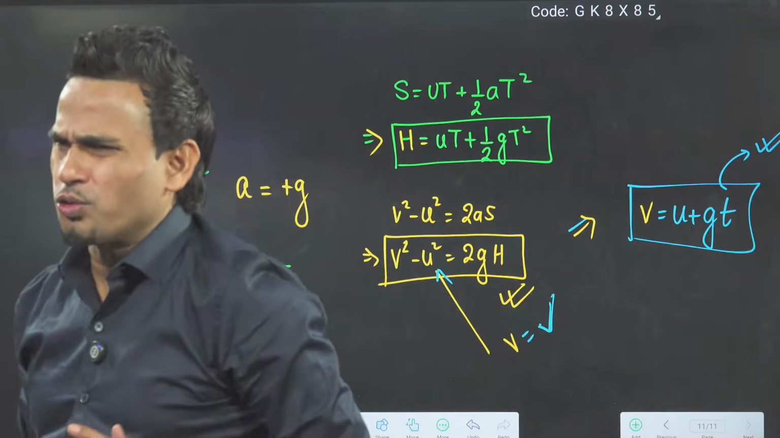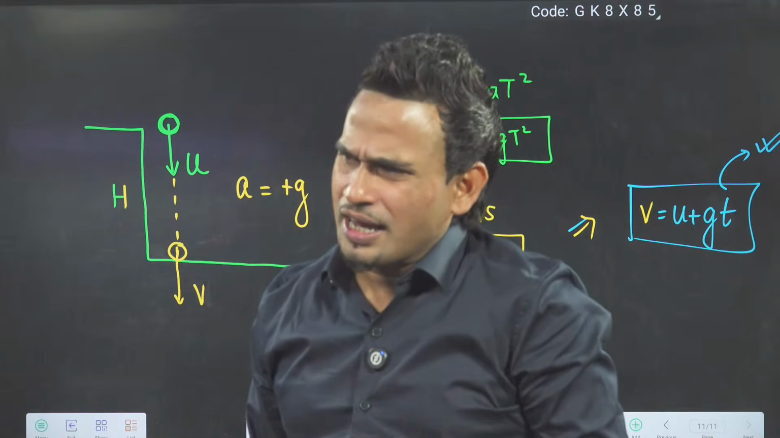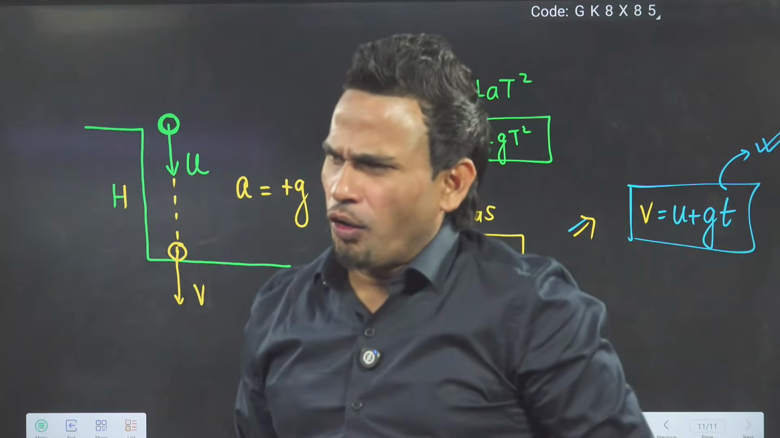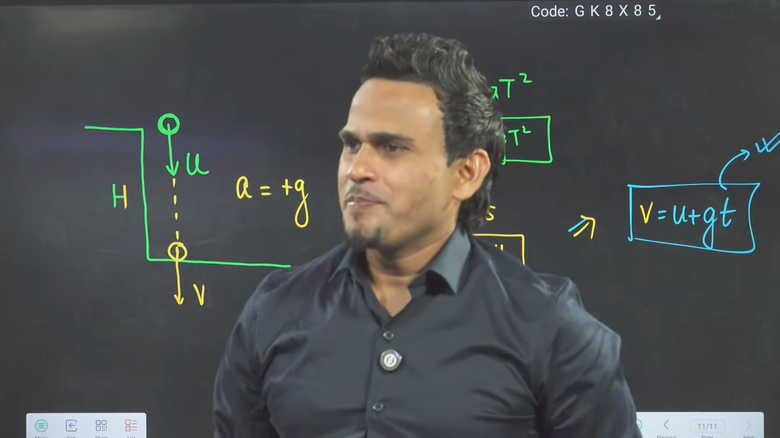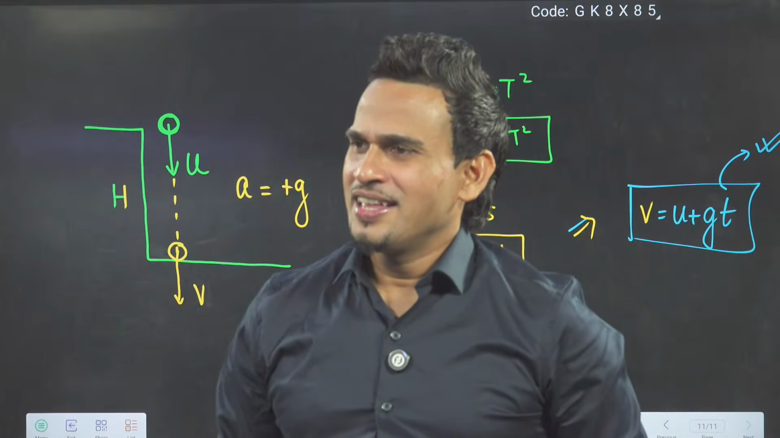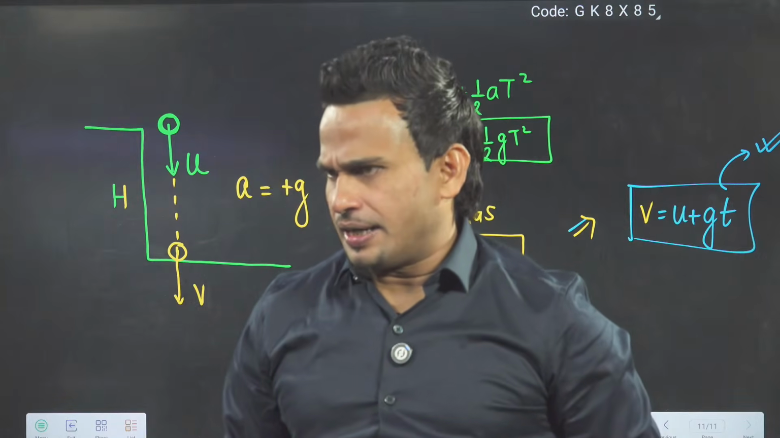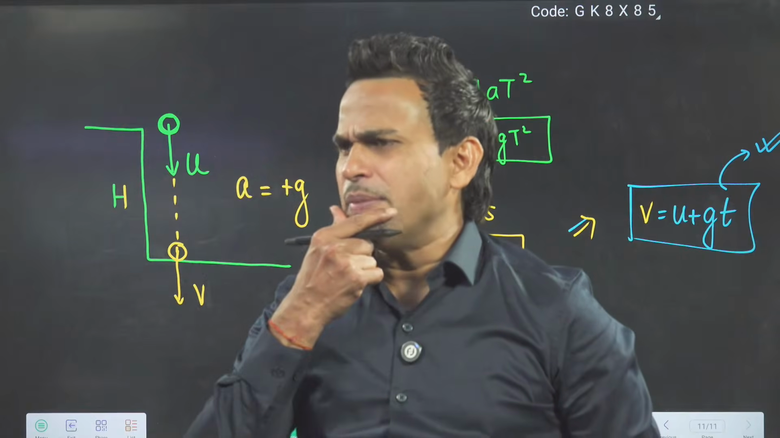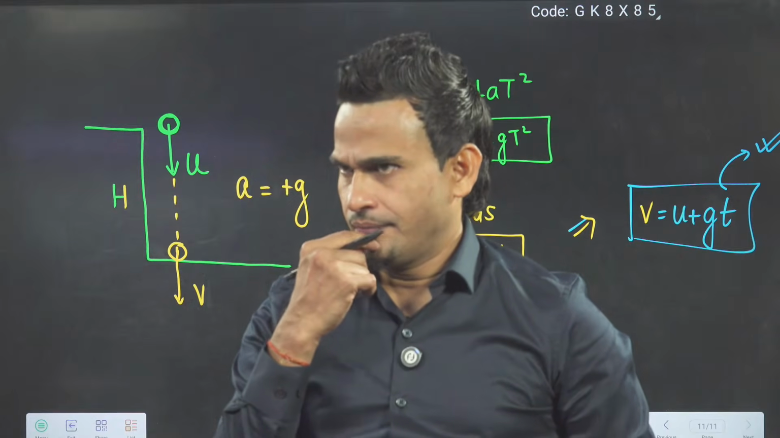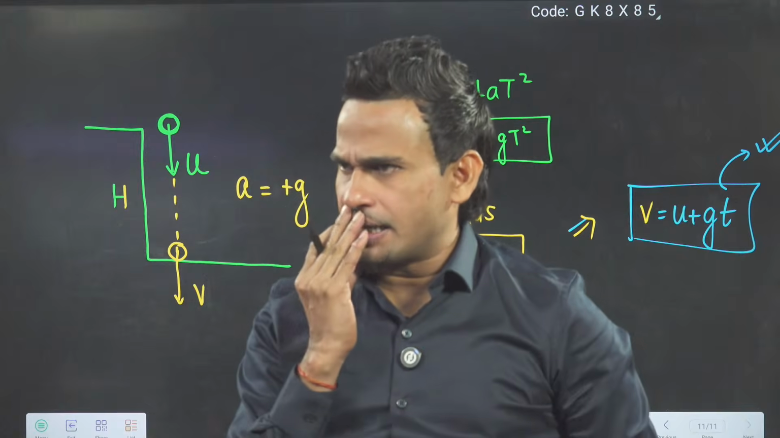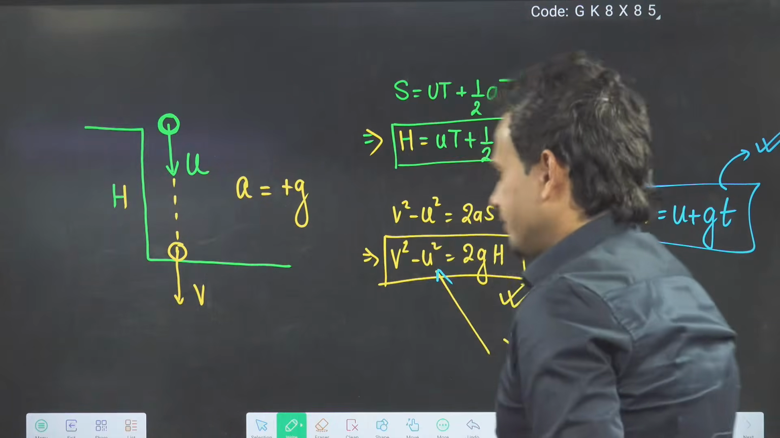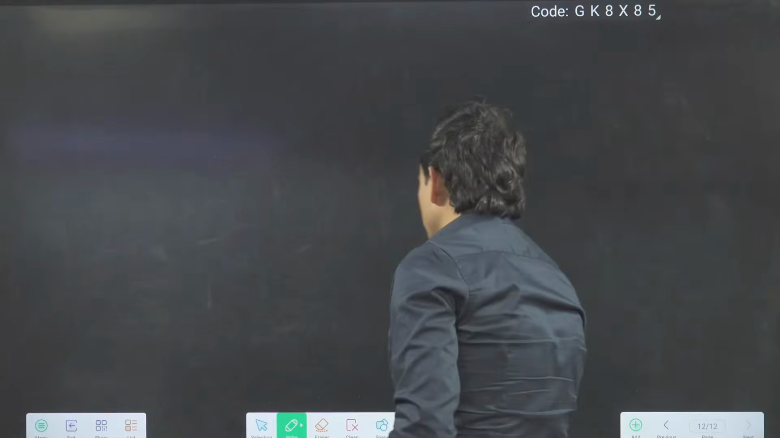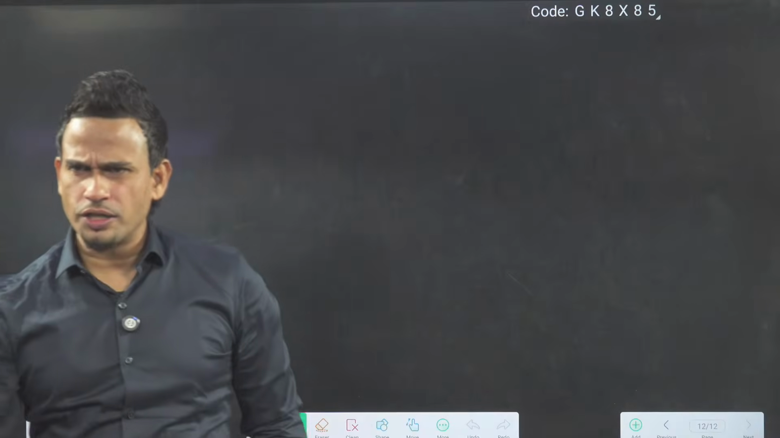NEET 2024 question I am giving you. It is found to strike the ground with a speed of 40 meters per second. Find the height of the tower. One line question. Find the height of the tower.